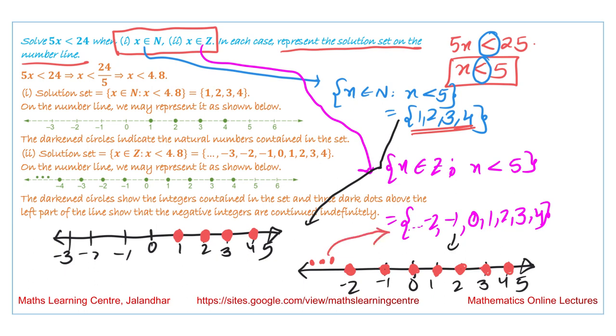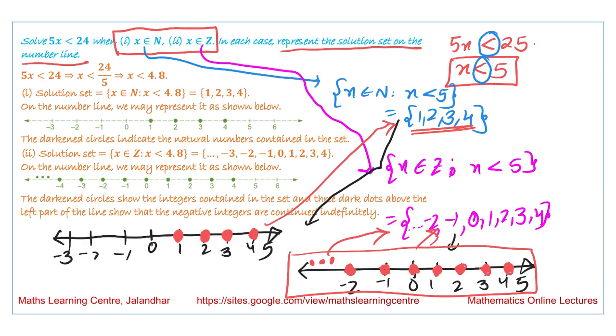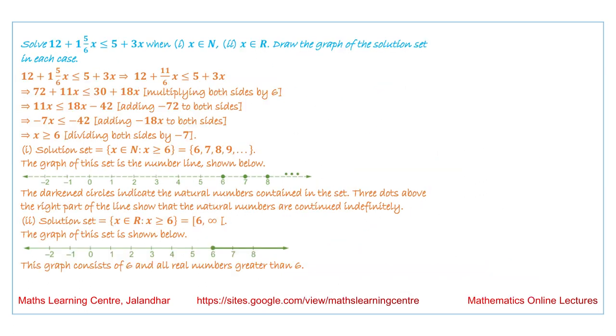So on we represent over here. So this is the representation of these numbers on the number line, and this is the representation of the numbers 1, 2, 3, 4 on the number line.